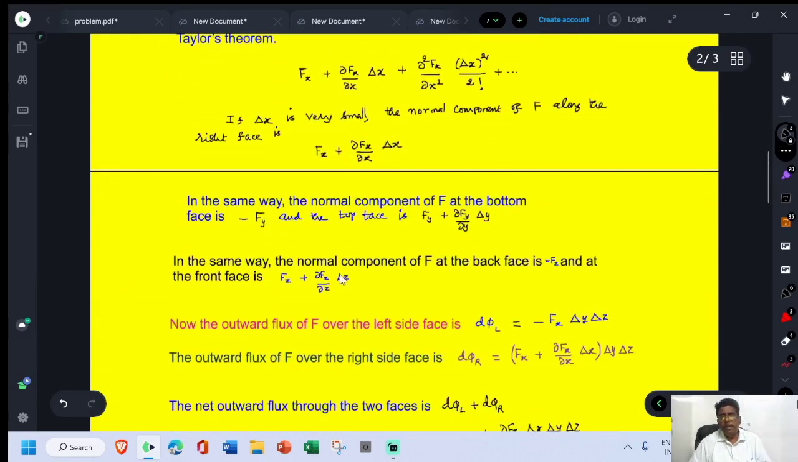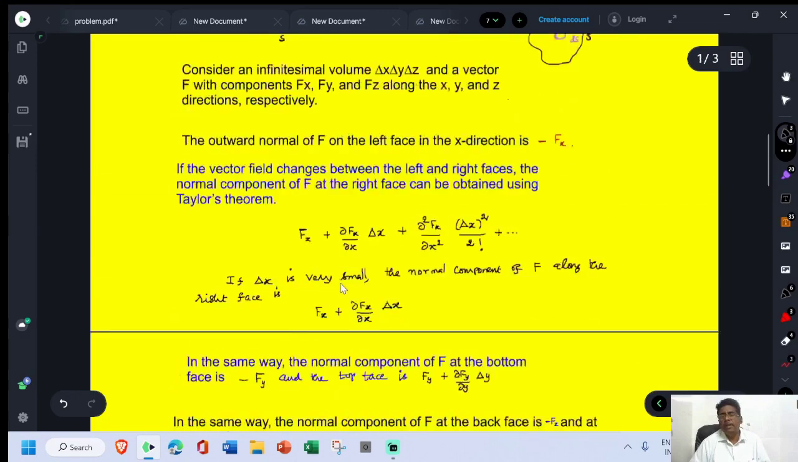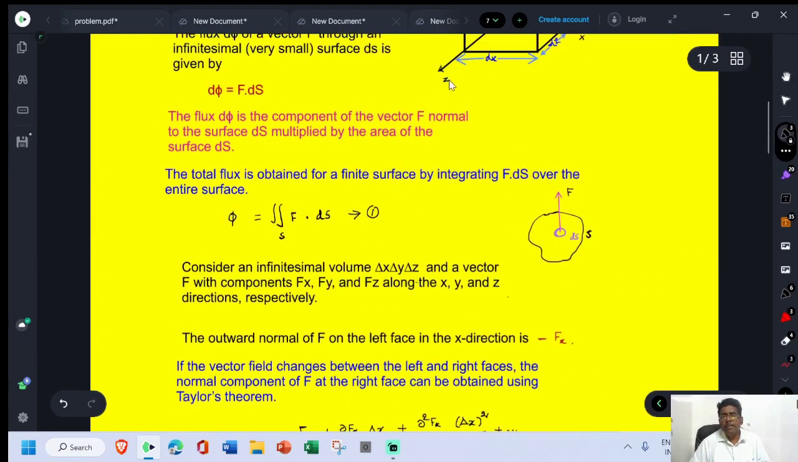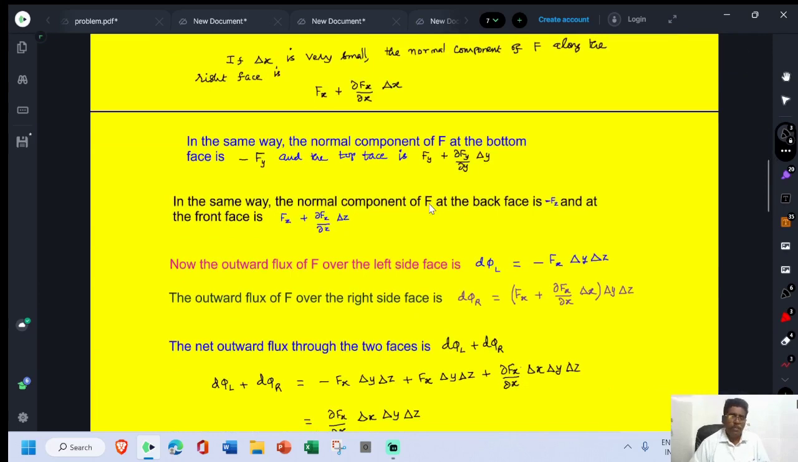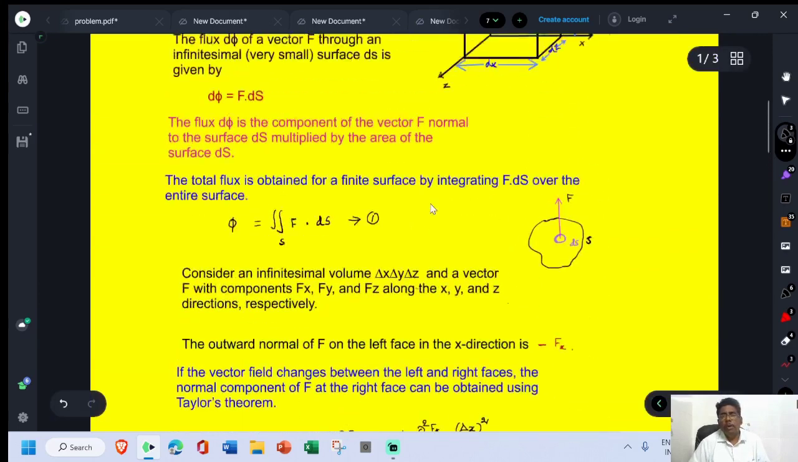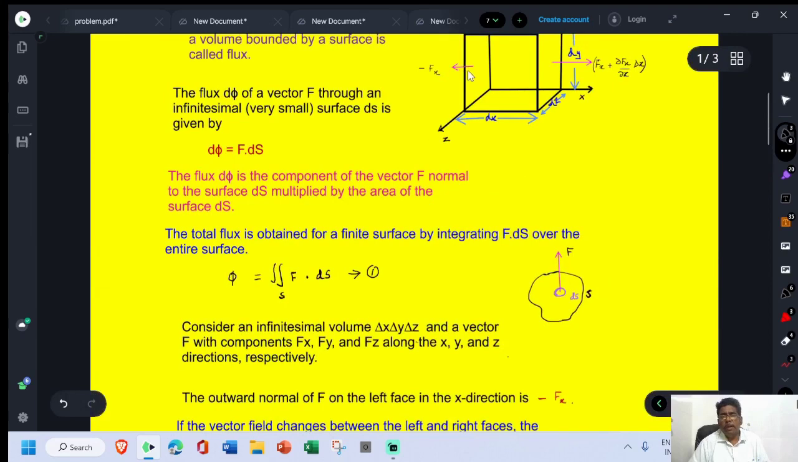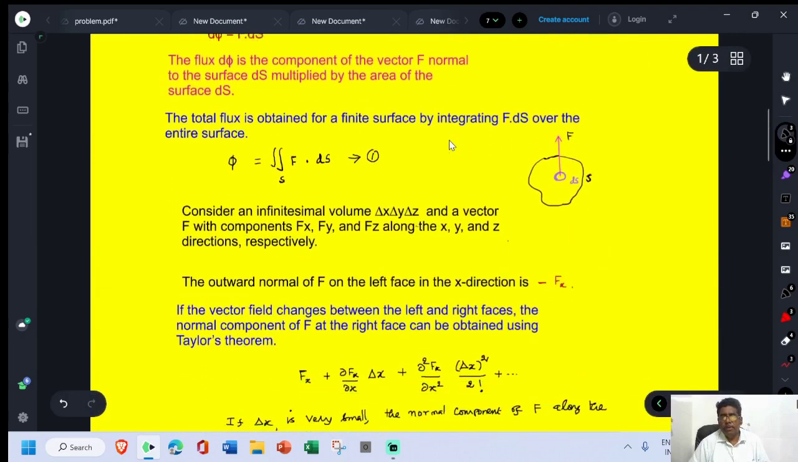In the same way, the normal component of f at the back face is minus fz, and at the front face is fz plus dou fz by dou z into delta z, because the z axis is covering the front and back faces. Now we should consider the left and right faces.